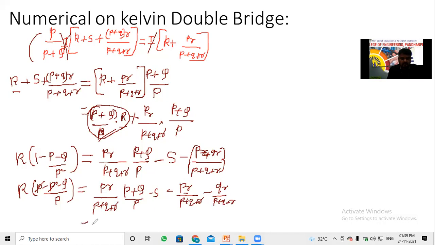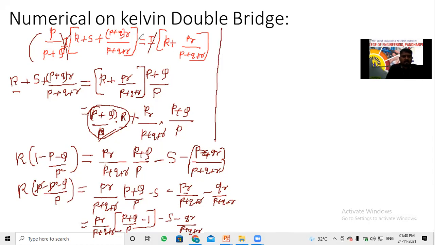I will write PR divided by (P plus Q plus R) outside here. Inside, (P plus Q) divided by P, what is this complete term? Minus 1. I can write it like this: minus S minus QR divided by (P plus Q plus R). Is it correct? Yes, you can write it like this.